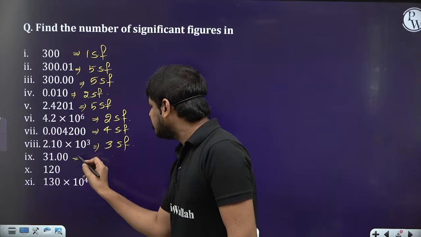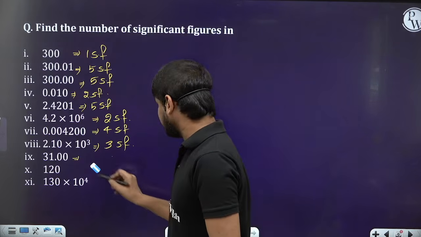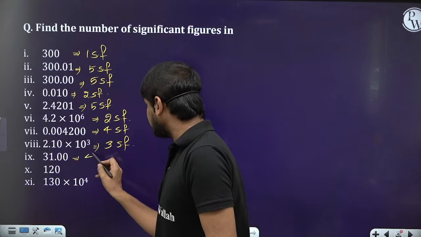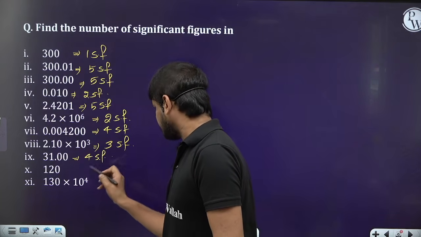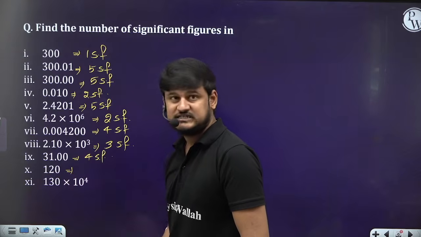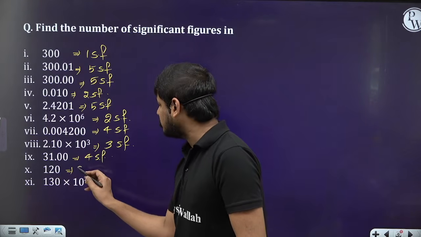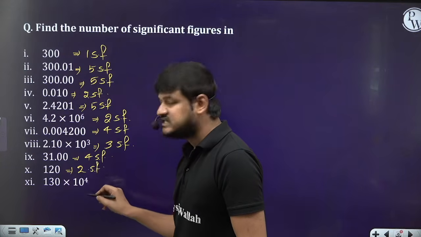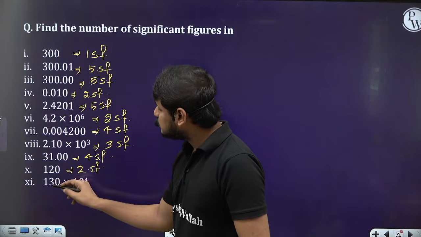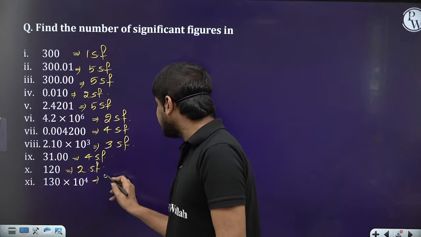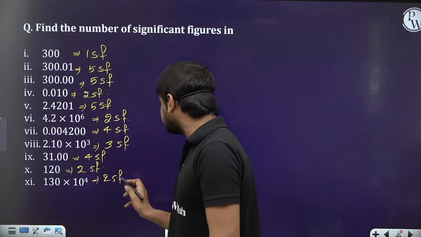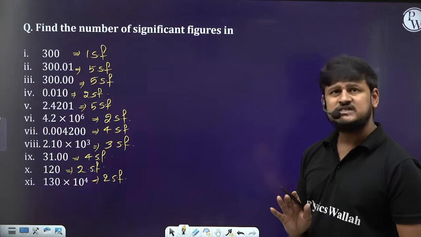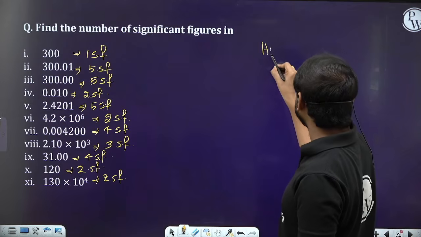Then here the ending zeros are significant. 31.00, so here 4 significant figures. What about here? 1, 2, 0. The ending zeros in a number are insignificant, so only 2 significant figures. What about here? The order is insignificant. In 130, only 1 and 3 are significant, so again 2 significant figures. Clear? Understood, guys? So these are the simple ways. You can take these questions for homework.